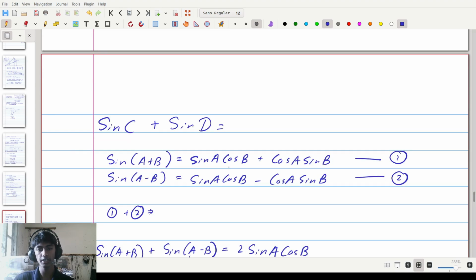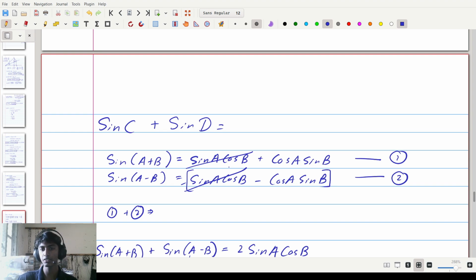So what we want to do here is subtract 2 from 1. So here everything on this side will get multiplied by minus 1. It will get subtracted from the top. Now looking at what's happening here, on the top we have sin A cos B and we're subtracting a sin A cos B. So these two will cancel out.